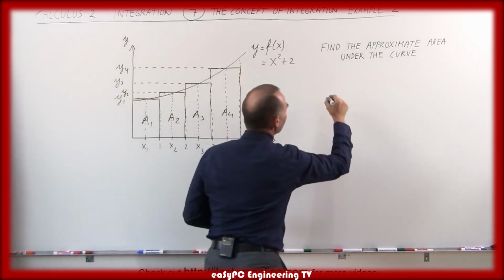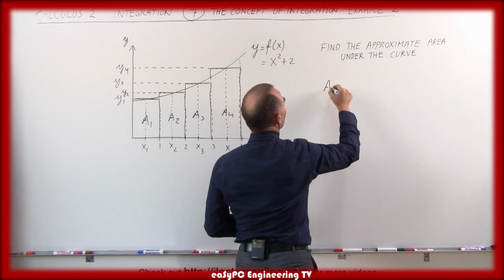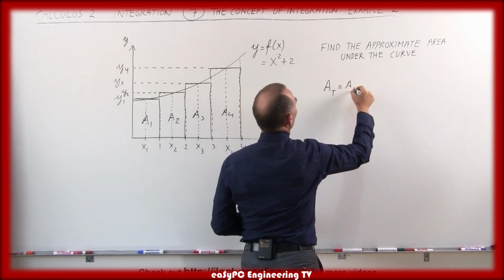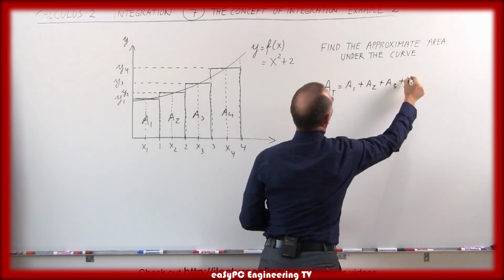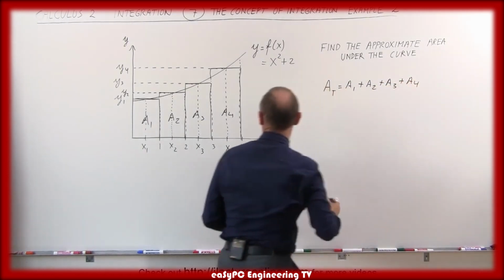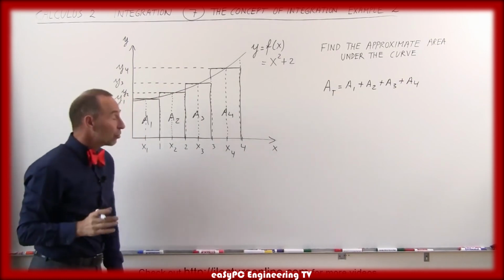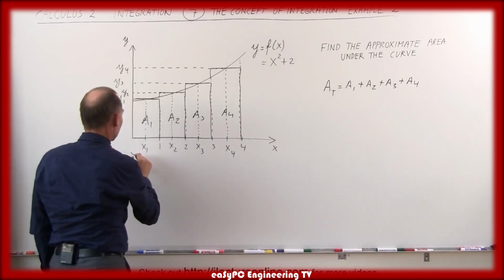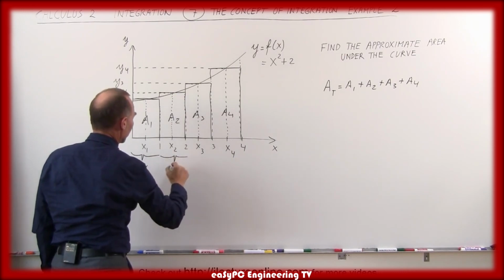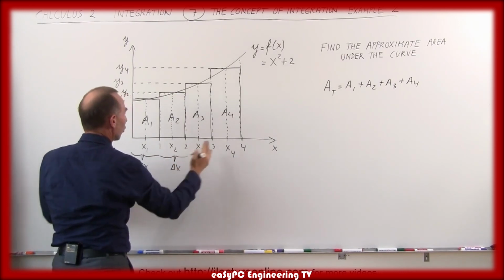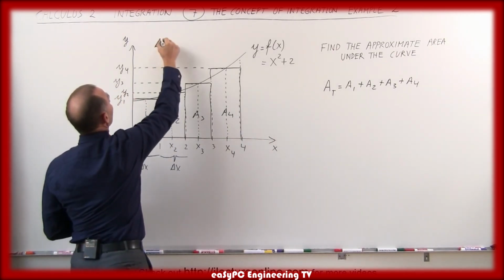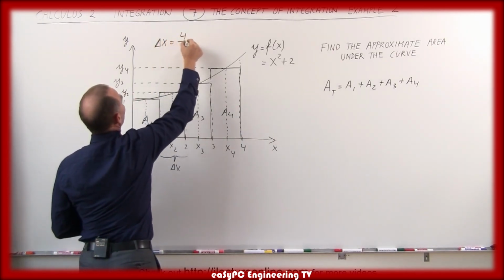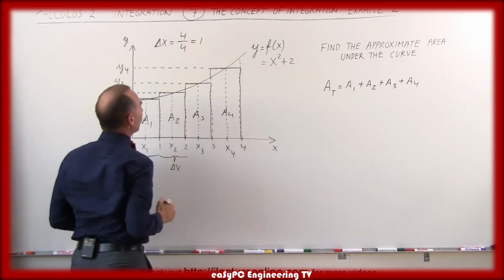We can then say that the total area is simply the sum of a1 plus a2 plus a3 plus a4. The width of each rectangle, let's call it delta x again. So this is the width, let's call it delta x. And there again, the width is delta x. And since the total width here is 4, and there's 4 rectangles, we can say that delta x is equal to the total width divided by the number of rectangles, which is equal to 1.